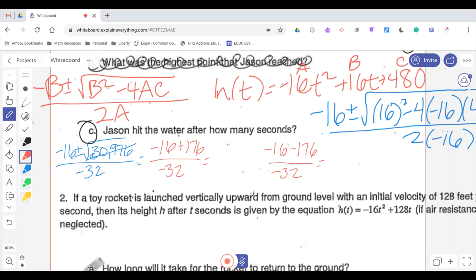This comes out to be negative 5. Now that's a nice number, but when we think about time, time should not be negative. So that's probably not going to be my answer. Let's try it the other way.